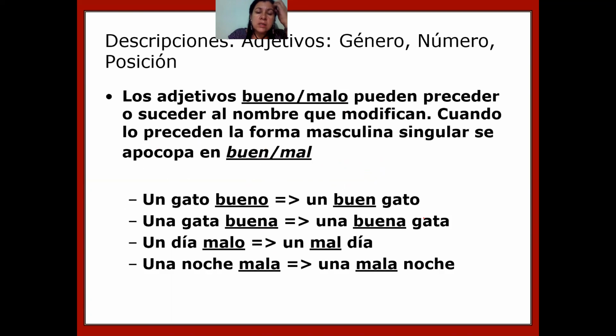Muy bien. The general rule in Spanish is that adjectives go after the noun in most cases, with the exception of quantity adjectives, and there are other exceptions that we have. Actually, what happens with bueno and malo is that you can place them in both positions, okay? So, we can say un gato bueno, or we can say un buen gato, see?